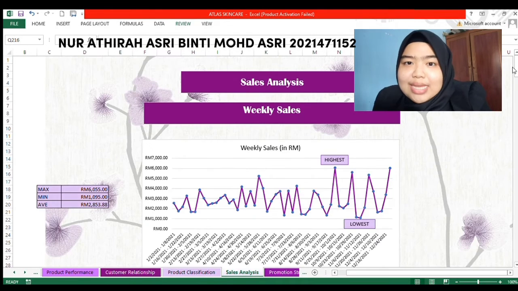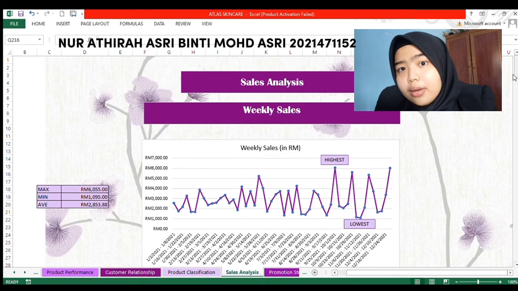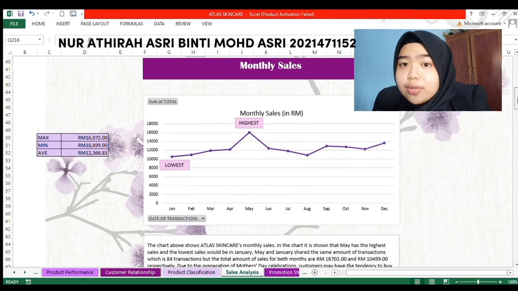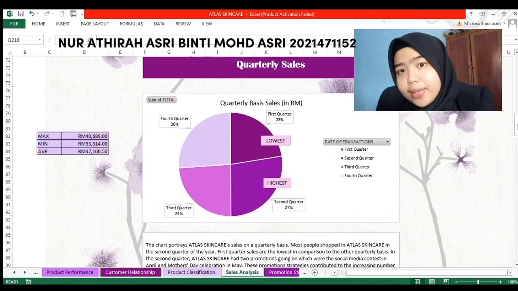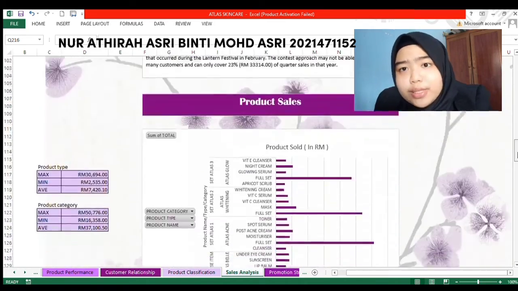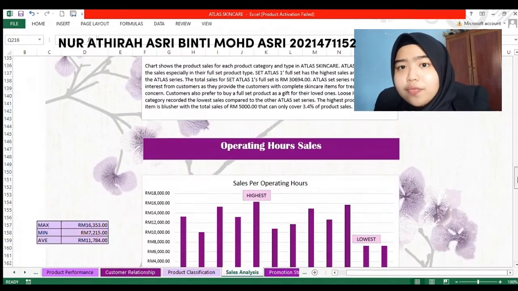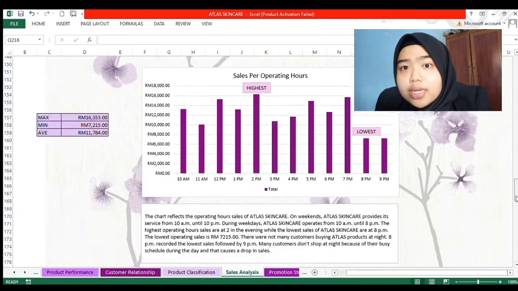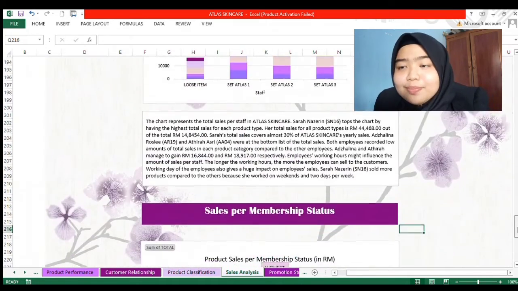Based on the charts, we can see the difference of trends in Atlas Skincare total sales. Some weeks, months, and hours show an increasing or decreasing number of sales. Working days and perhaps store sales can also influence Atlas Skincare sales. Those factors can differ the value of sales as shown in the charts above.